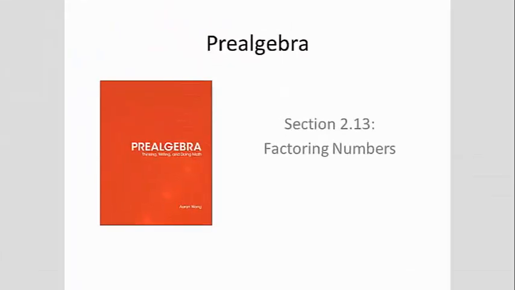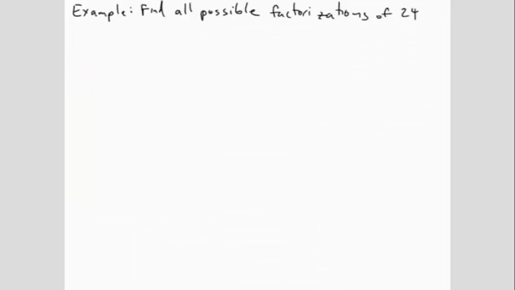To factor a number means to write it as a product of two or more integers. You already know many factorizations from your basic multiplication facts, such as 48 is equal to 6 times 8. A factor is a number that appears in a factorization, so that we would say 6 and 8 are factors of 48. Example, find all possible factorizations of 24 into a product of two numbers.